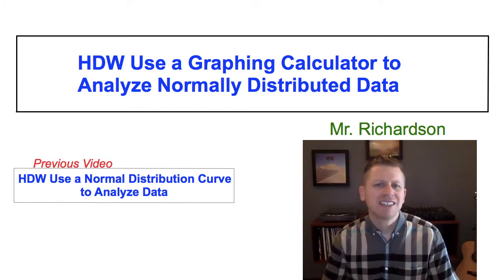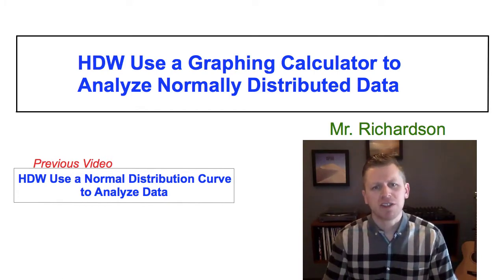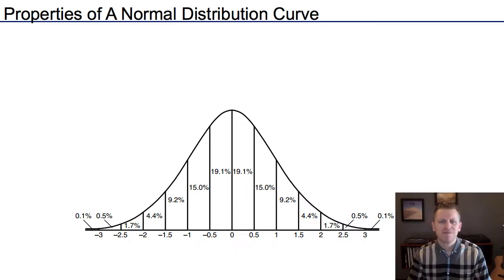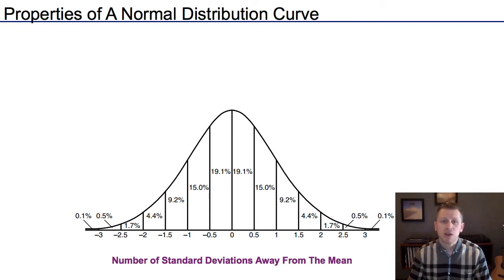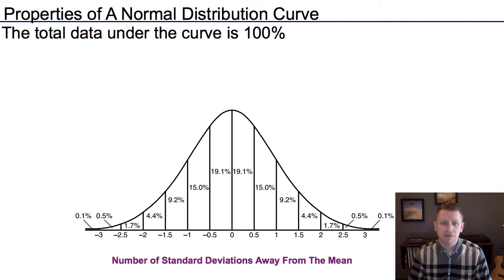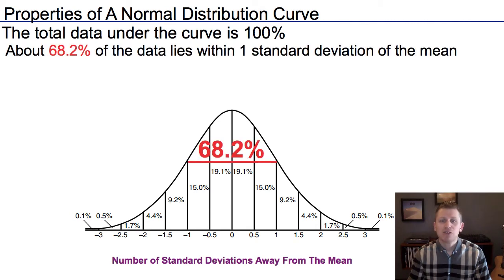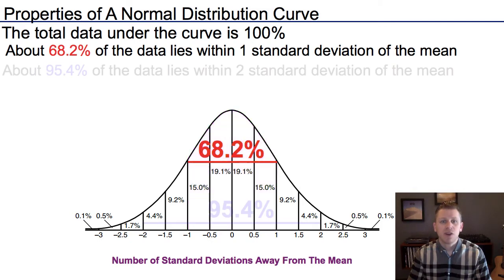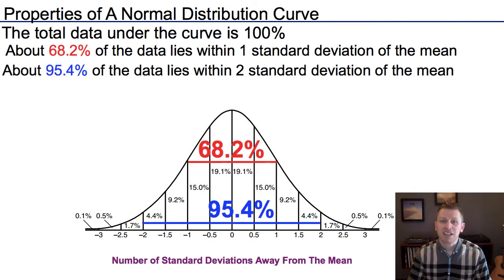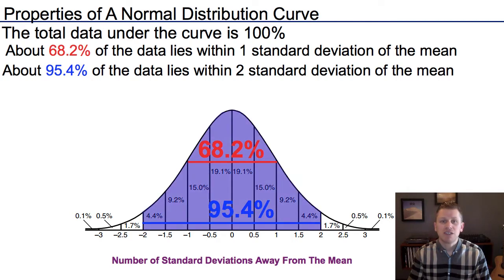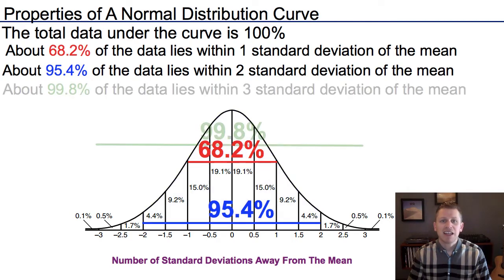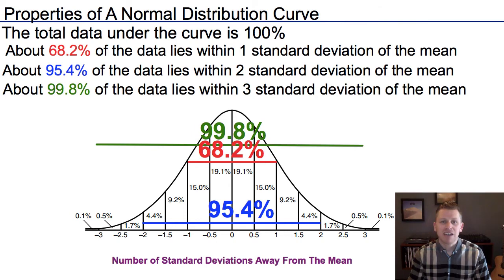When we left off last time, we talked about some properties of a normal distribution curve that we should probably review. First thing that you should know is that the labels on the bottom stand for the number of standard deviations away from the mean. We know that all of the data will fit under the curve. We know that 68.2% of the data will sit within one standard deviation of the mean. We know that 95.4% of the data sits within two standard deviations of the mean. And finally, 99.8% of the data lies within three standard deviations of the mean.